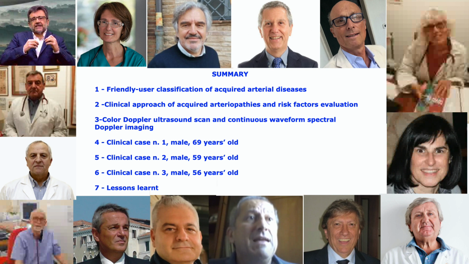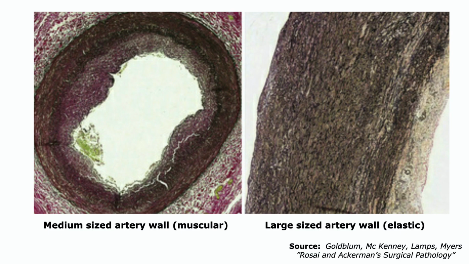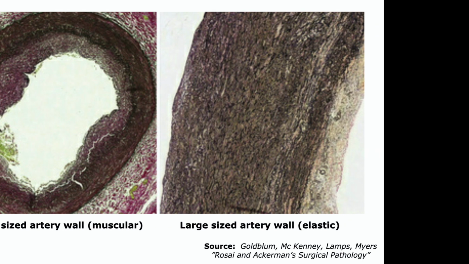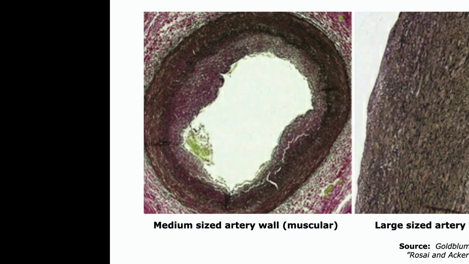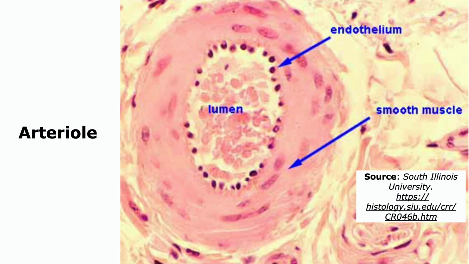According to their caliber, arteries are divided into: 1. Large arteries, such as the aorta, main branches of the aortic arch, and iliac arteries, all provided with a big deal of elastic fibers in the tunica media. 2. Medium-sized arteries, such as coronary, renal, mesenteric, and femoral arteries, all provided with a thick, muscular tunica media. And 3. Small arteries, also named arterioles, which can be observed through the skin and retina.